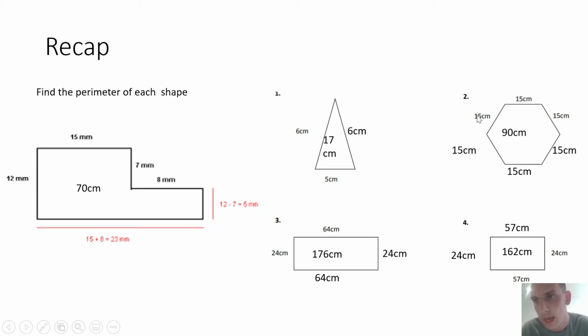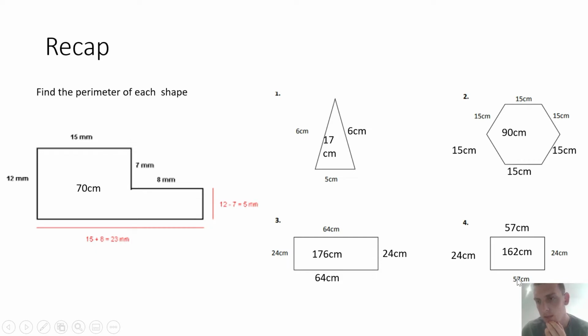Now the same for this one. We knew that this side was 15 centimeters, this was 15 centimeters, this was 15 centimeters, and these 3 sides are exactly the same. So each one's going to be 15 centimeters. So effectively what you just had to do was 15 times 6, which is 90, or just add them up. 15 plus 15 plus 15 plus 15 plus 15 plus 15 equals 90.